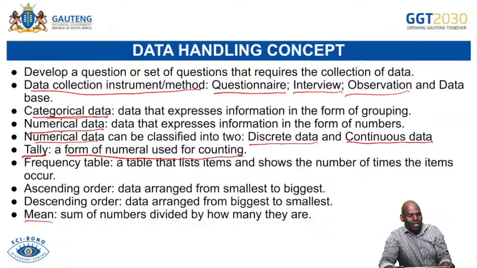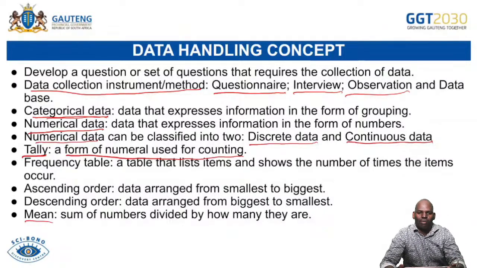And then mean, you all know how to calculate mean. But the examiner might also ask you to give the definition of a mean. So in this case, for a mean, we say sum of numbers divided by how many there are. Remember, when we say sum, it means we are adding. We add the numbers together and we divide by how many they are.